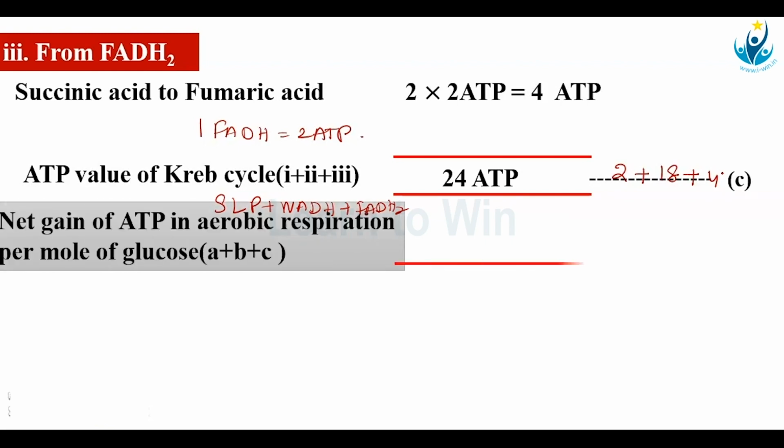So when I combine A plus B plus C, then it is 36 ATP, because A is coming from glycolysis.